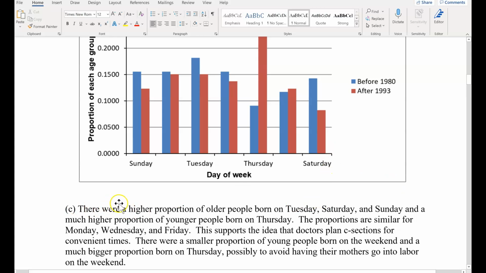And then a couple sentences. There were a higher proportion of older people born on Tuesday, Saturday, and Sunday, and a much higher proportion of younger people born on Thursday. That's what we tend to see there. We just want to write a couple of sentences describing what we see.